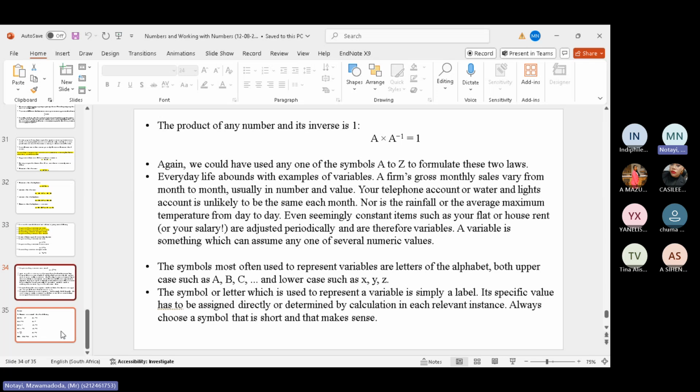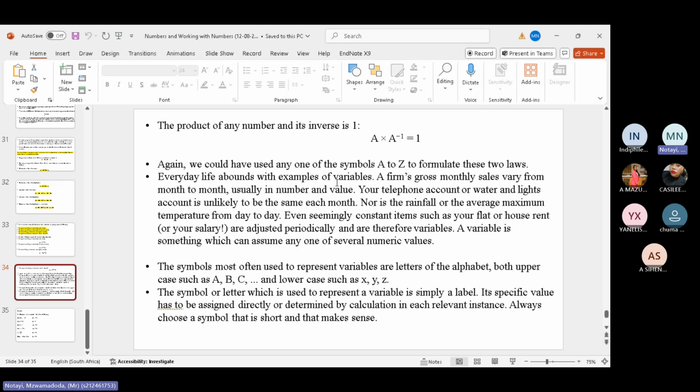Lastly, the product of any number and its inverse is 1. So A multiplied by A to the power negative 1 is equal to 1, or A divided by A is equal to 1. Again, we could have used any one of the letters A to Z to formulate these laws. So you can use any variable from A to Z.